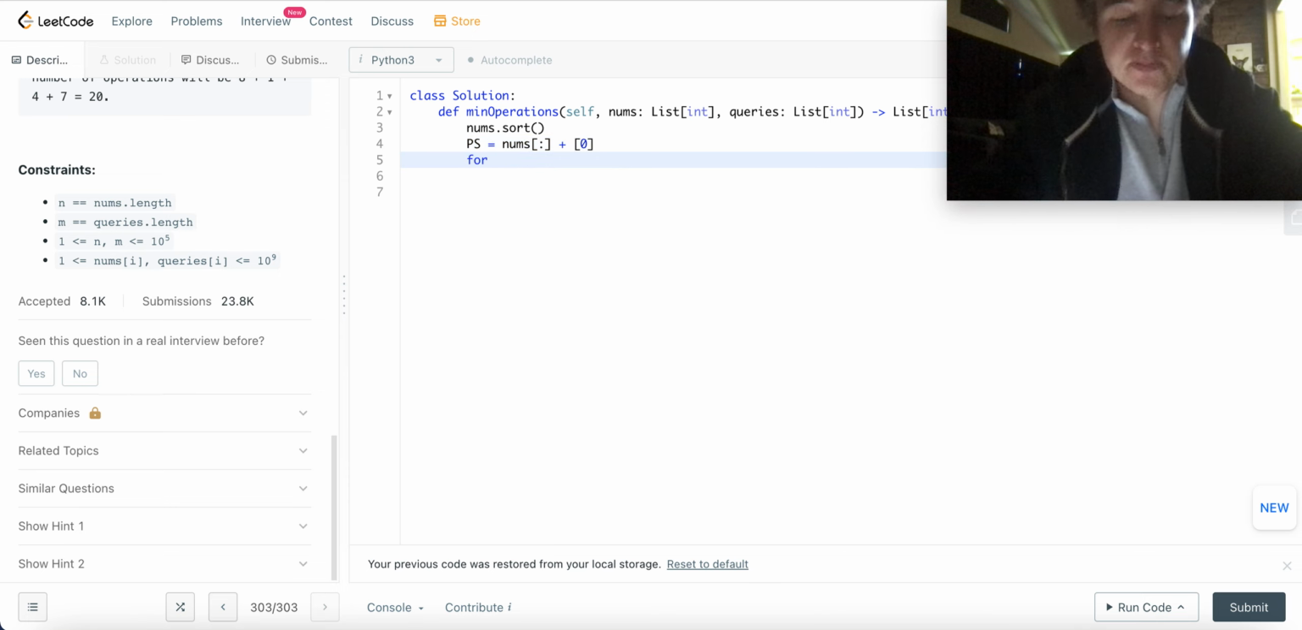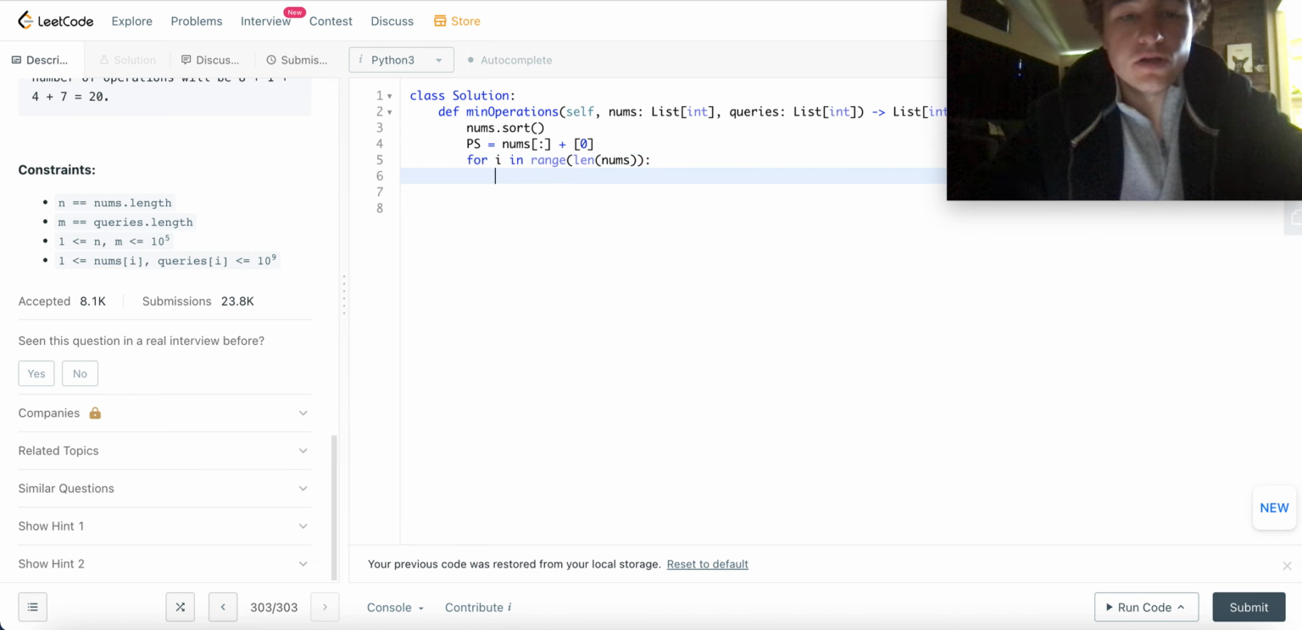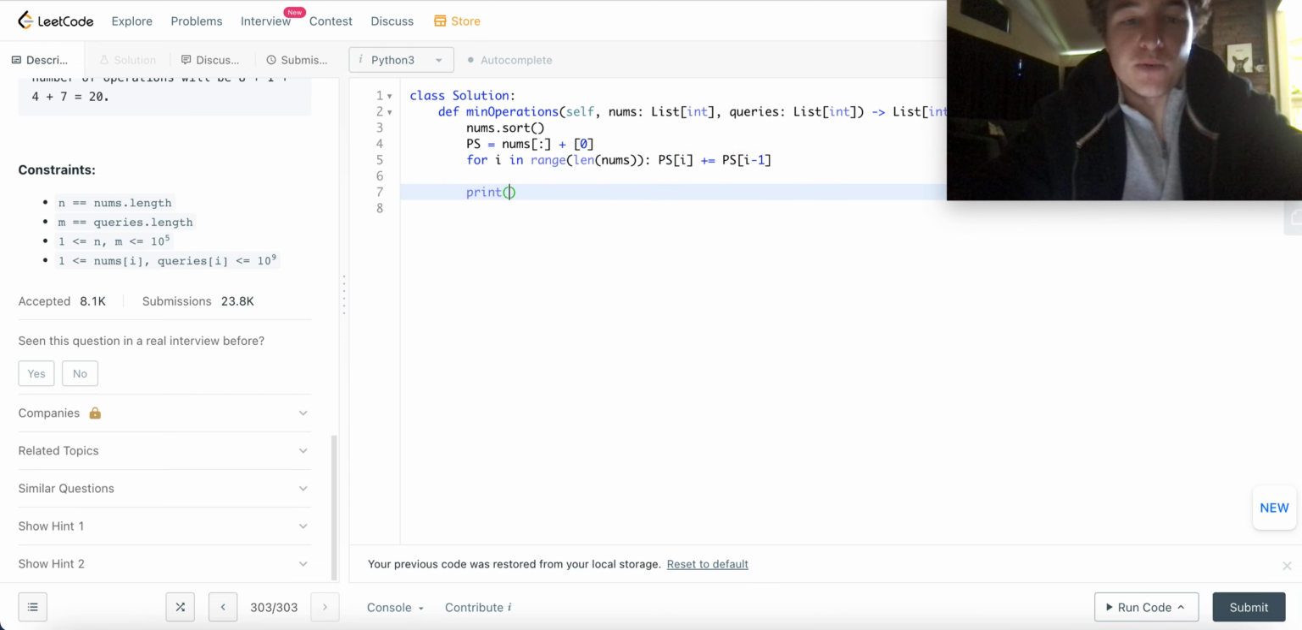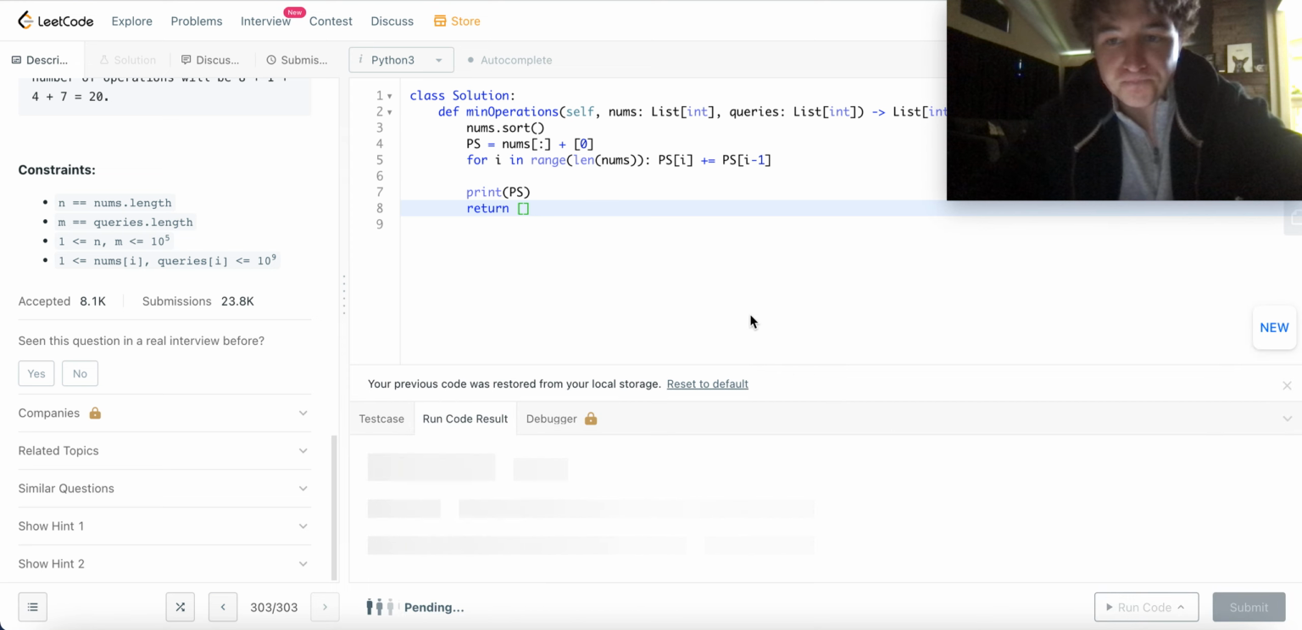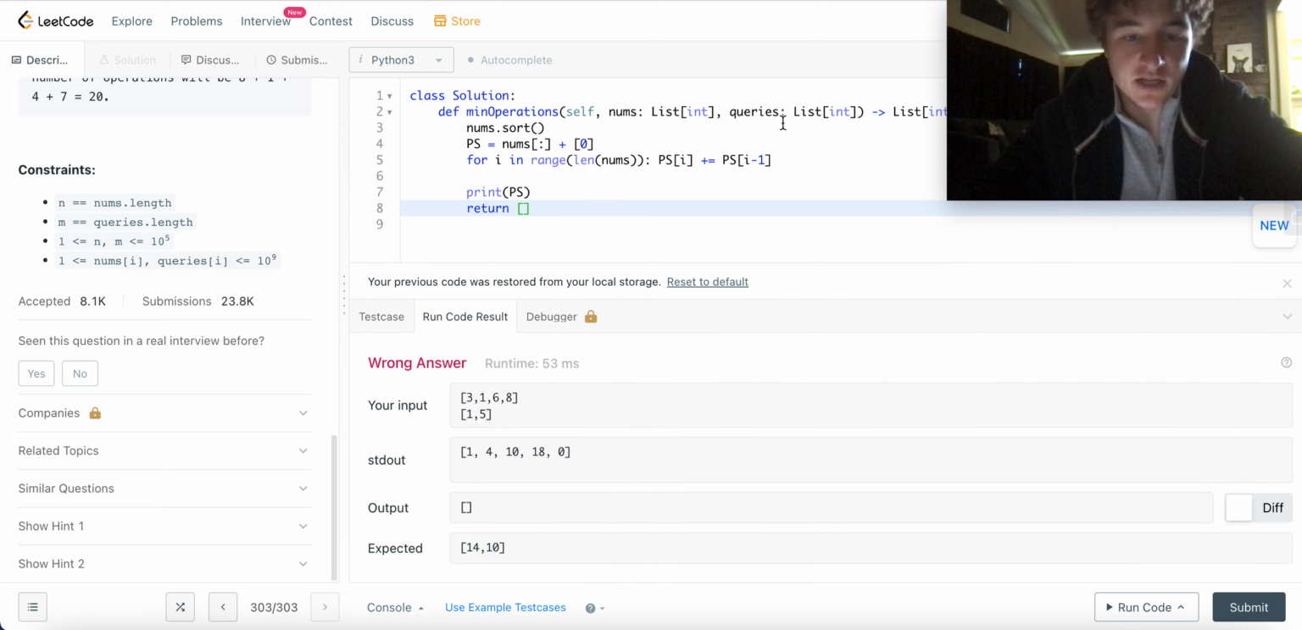And then we're going to create this prefix sum array. So the easiest way to make a prefix sum array is just say prefix sum of i plus equals prefix sum of i minus 1. And then it's never a bad idea to verify that actually worked as intended, right? So we can print prefix sum. We'll just return nothing for now, because it's going to error. I mean, it's going to be wrong, but it's going to error if we don't return something, because it's expecting a list returned, right?